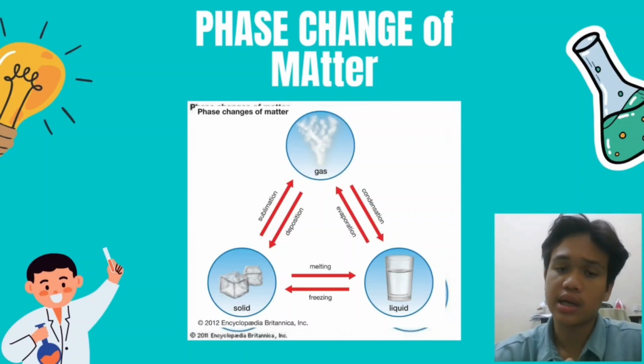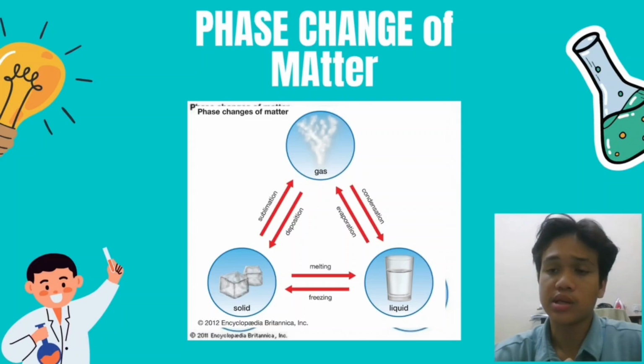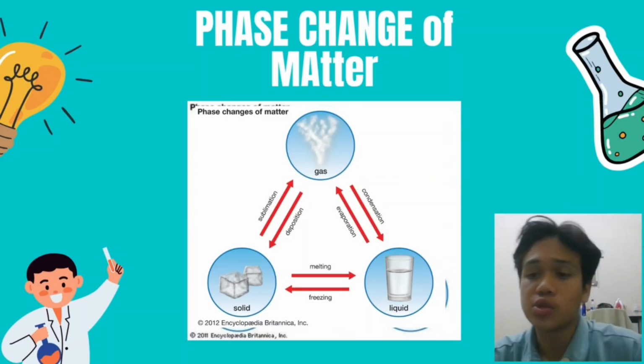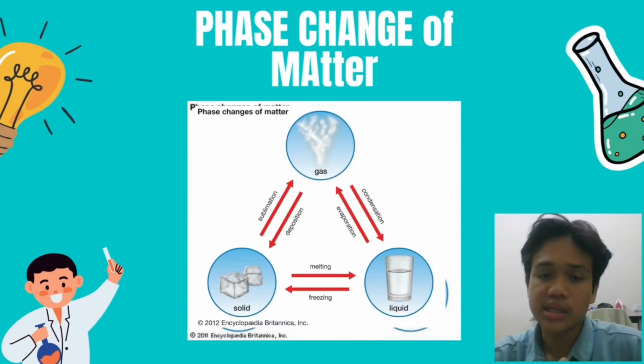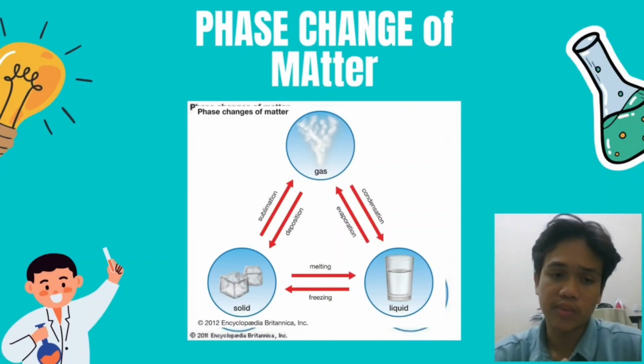Next, water heats up and becomes steam. This is called evaporation, where liquid turns into gas. Next, steam cools down and becomes water. This process is called condensation. It turns gas into liquid. Next, ice turns directly to gas without melting. This process is called sublimation. It turns solid into gas.